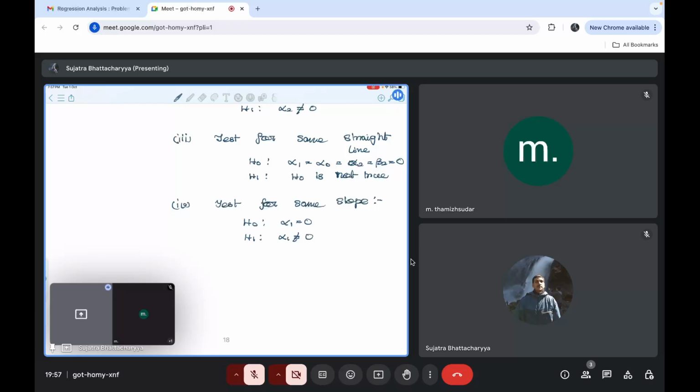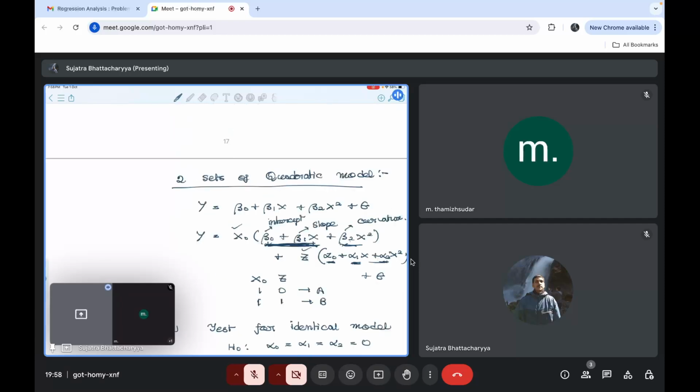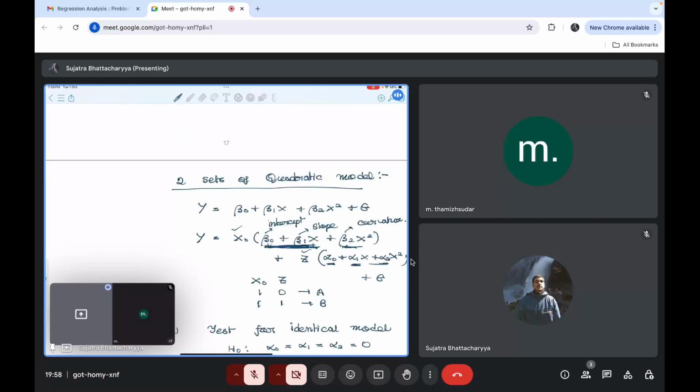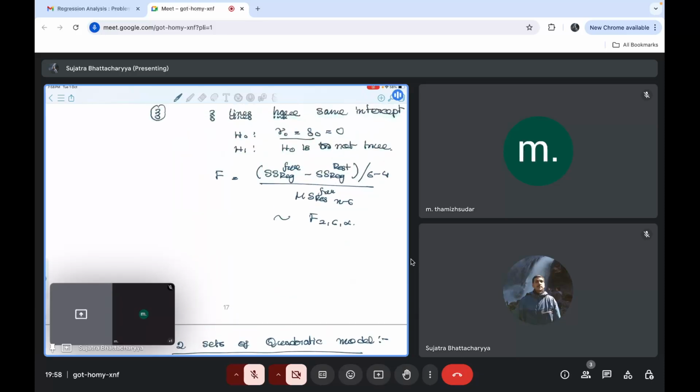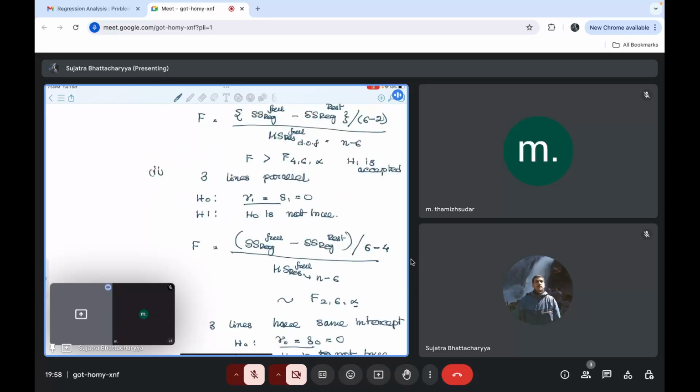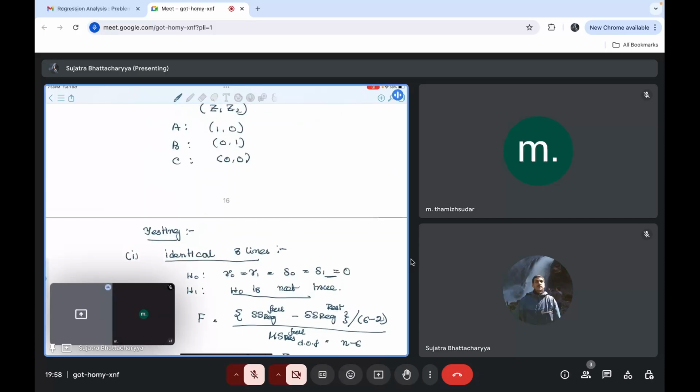You will find most of the questions in assignment 10 are based on this kind of thing. You will be given an equation like this. You have to understand what is being asked, whether it is an identical model, same slope, or same straight line. Based on that, you have to create a null hypothesis and test it. These kinds of questions may come. It's based on all of what we have seen today.